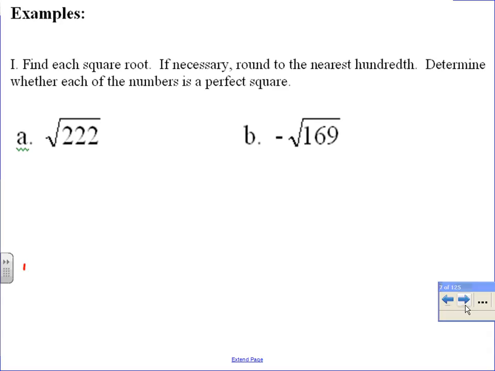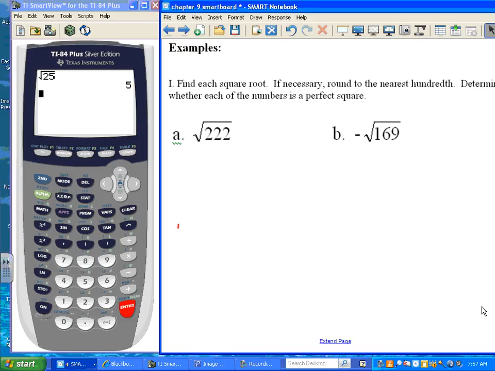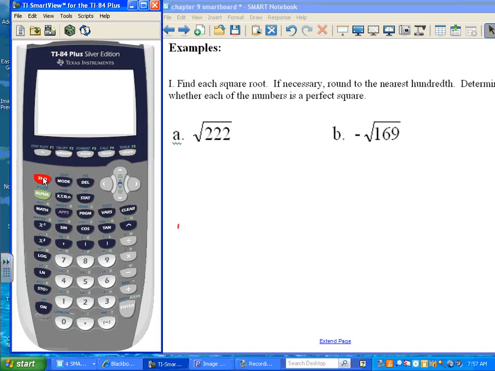So underneath the box of perfect squares, Roman numeral 1 says, find the square root of each number. If necessary, round to the nearest hundredth. Your homework's going to be kind of like this. Determine whether each of the numbers is a perfect square. So I want you to take your calculator, type in second x squared. I'll do one of them with you. Second x squared. Justin, are you done? Okay. Second x squared, 222. Hit enter.